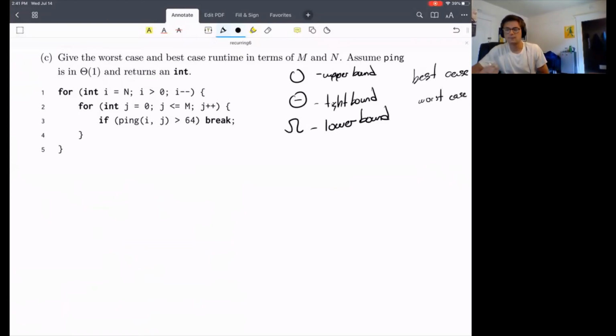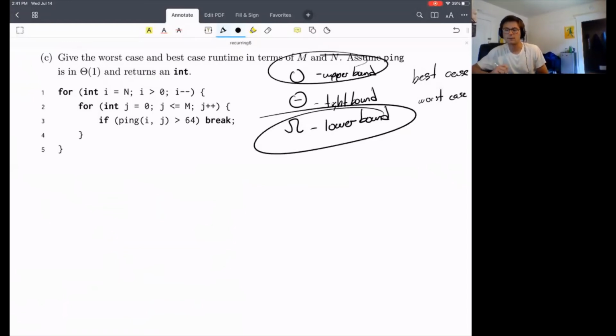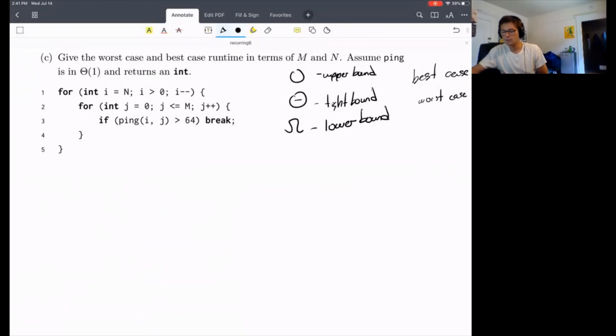A lot of people think that this refers to worst case and this refers to best case. That is not true. If you look online, you'll see first year computer science students the world over saying, oh, that's the worst case. That is not strictly true. O is purely mathematical notation, right?